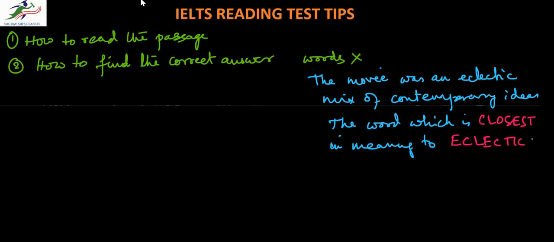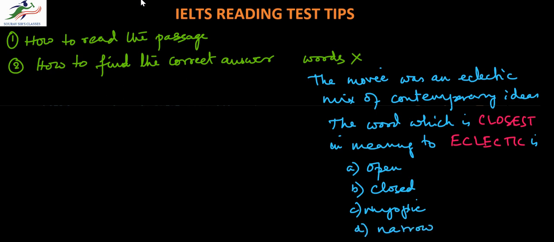And you're given 4 choices. Choice A is open, B is closed, C is myopic, and D is narrow. Now, you are again in a difficult spot here because you don't know the meaning of the word myopic. This is also not known to you. So you have to depend on the other three words to find the correct answer.